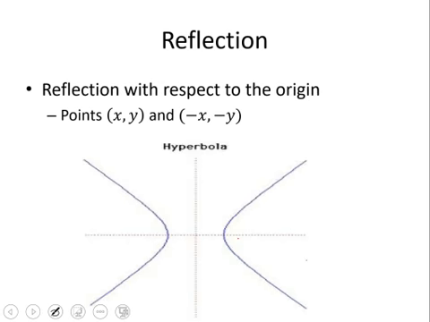Last one is a reflection around the origin. That means the x and y are both positive and negative. So if we look at this point, let's just make it simple: positive 2, positive 2. That means we also have negative 2, negative 2 as one of our points. If we have negative 2, positive 2, we also have positive 2, negative 2. So both signs change, the x and the y. That's a reflection around the origin, which is right there in the middle.